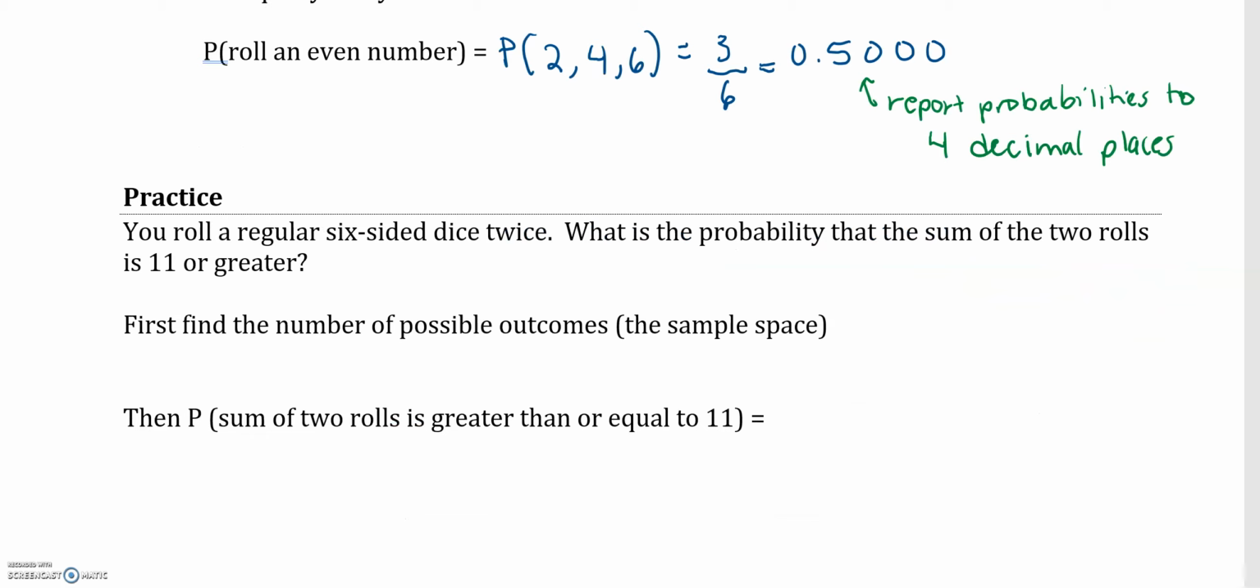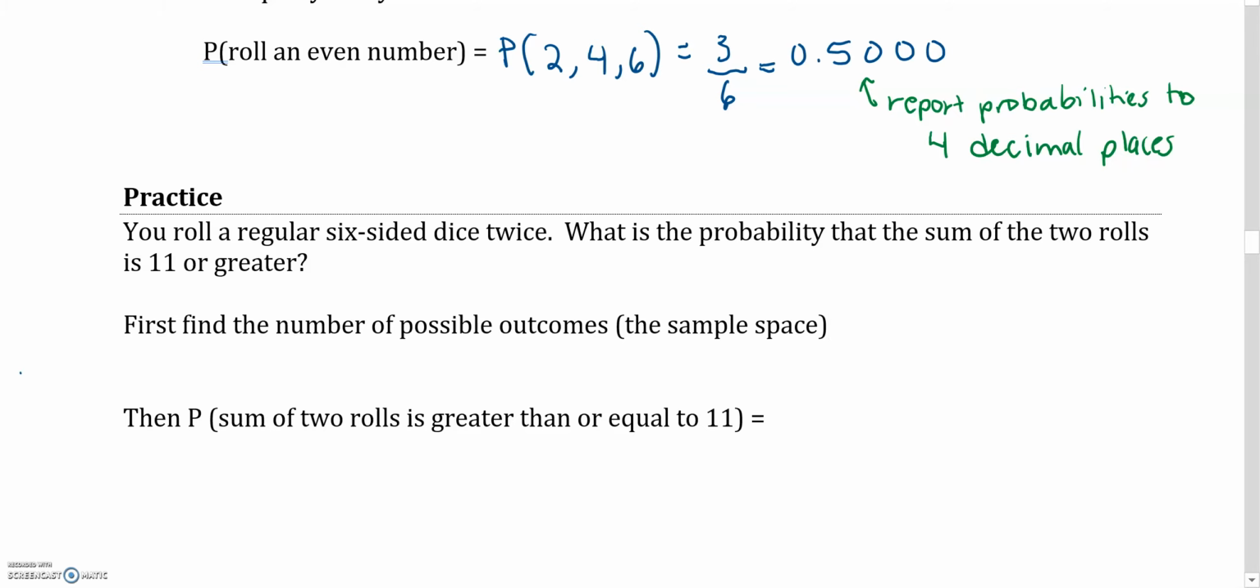In this practice example, it says you roll a 6-sided dice twice. What is the probability that the sum of two rolls is 11 or greater? Okay, so the first thing we need to do is look at what the sample space is. So first find the number of possible outcomes. Okay, we can draw our tree diagram.